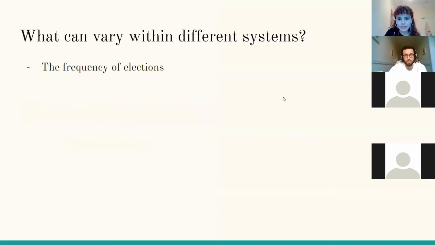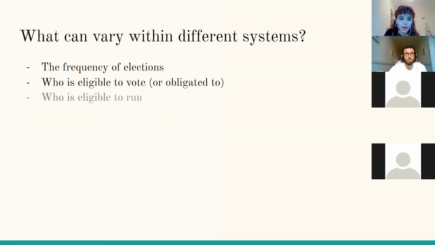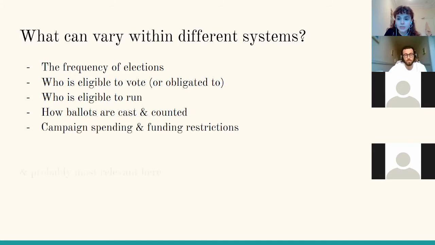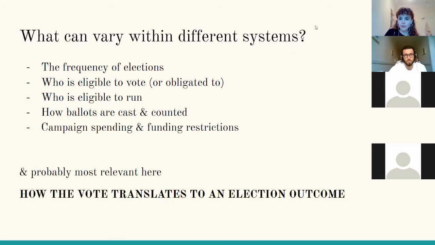What then can vary within different systems? Firstly, the frequency of elections, then also who's eligible to vote or obligated to, as is in the case of states where they have mandatory voting and you get fined if you don't vote, who's eligible to run, how ballots are cast and how they're counted. So this could be through like electronic voting machines, this could be paper ballots, campaign spending and funding restrictions, if any. And probably the most relevant thing here is how votes translate to an election outcome.